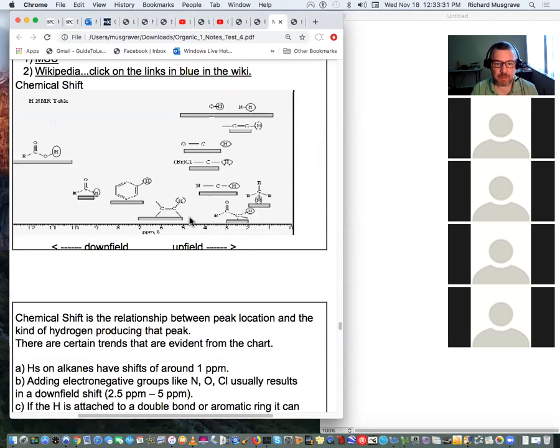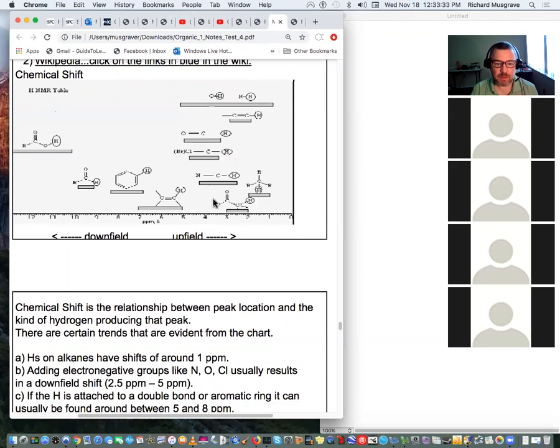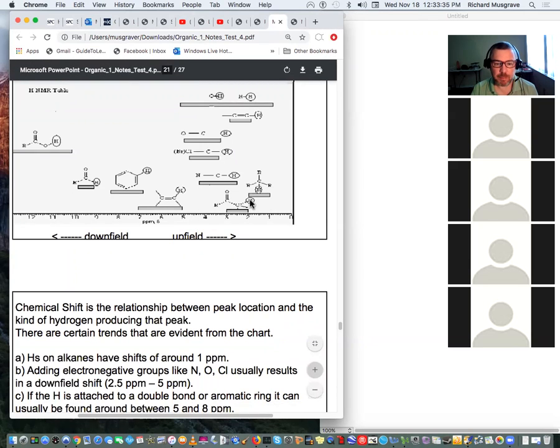So you can see that there's a bit of a trend as to where these different hydrogens appear. You'll have alkanes down here, that's CHs that are connected to other CHs. And then you've got CHs connected to Os. So as we add electronegative atoms, we tend to move downfield to the left. And then we've got hydrogens on double bonds and hydrogens on aromatic rings. Those appear more to the left as well.